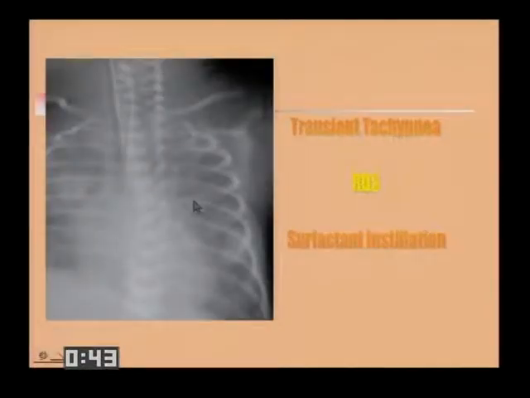If you have a question whether something is transient tachypnea versus RDS, as I said, you have time on your hands. You can wait 24 hours. You can get an idea of how big the baby is.